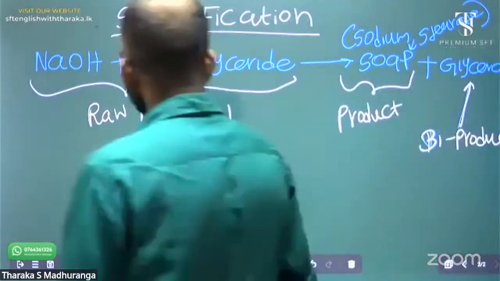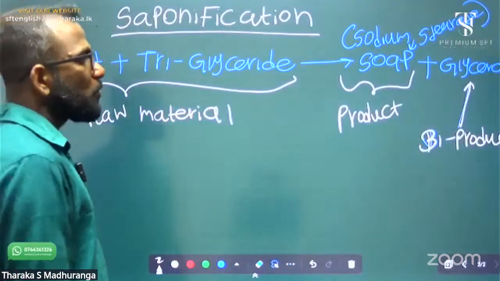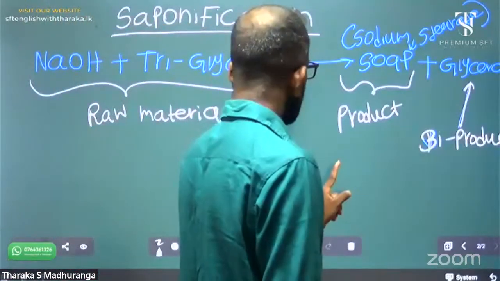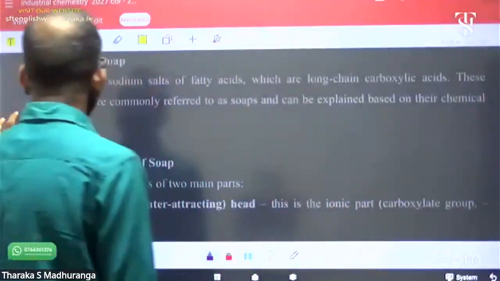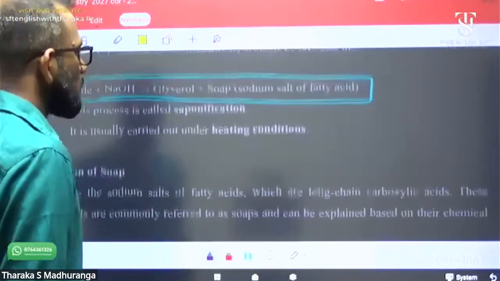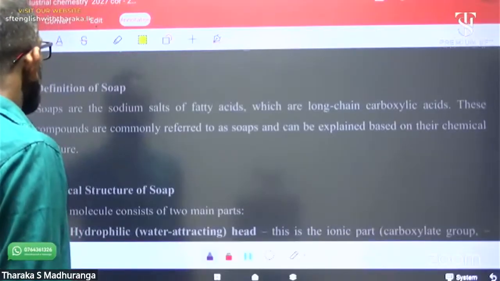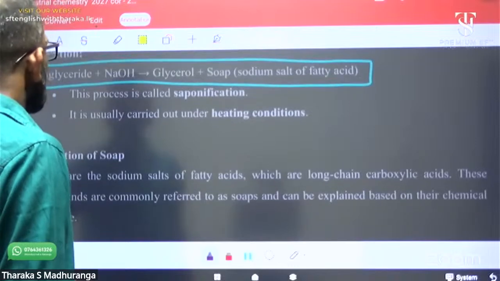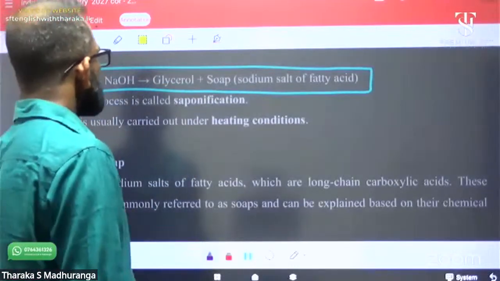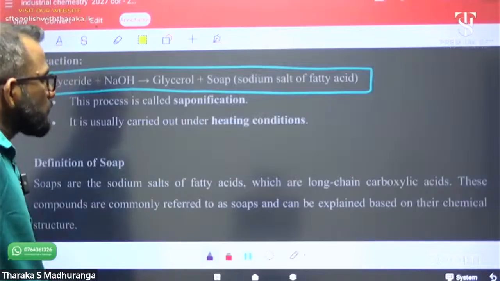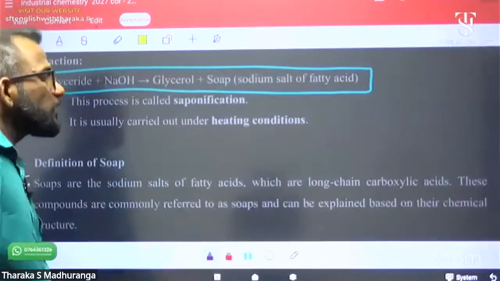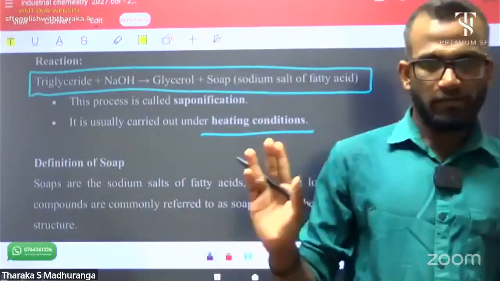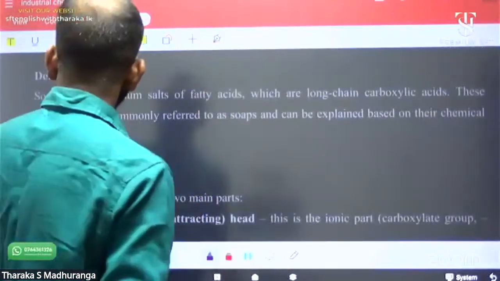In soap production, what are the main raw materials? This process is called saponification, that is already done. It's usually carried out under heating conditions. Okay, I will explain that later.